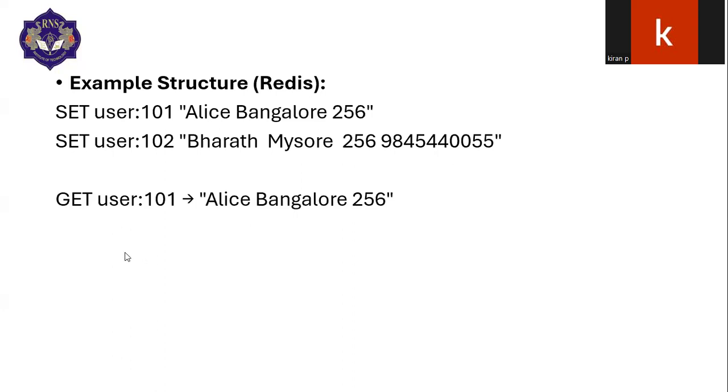So how do I retrieve it back? I can just say get user 101. If I say something like this, it gives me the entire data, or it can be very specific. Specific fields can also be retrieved. For that, an additional representation should also be used. Right now, we'll not get into the additional representation.